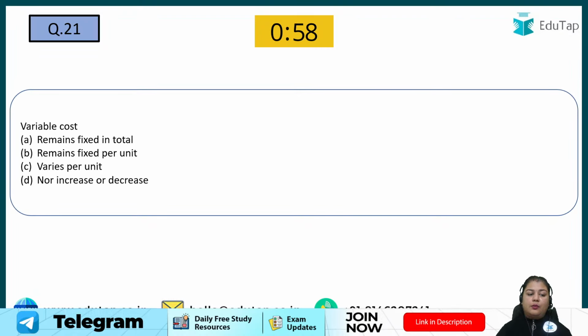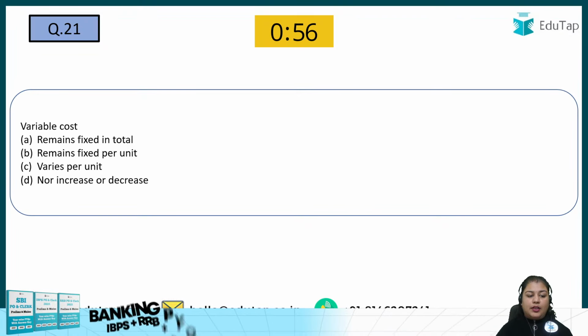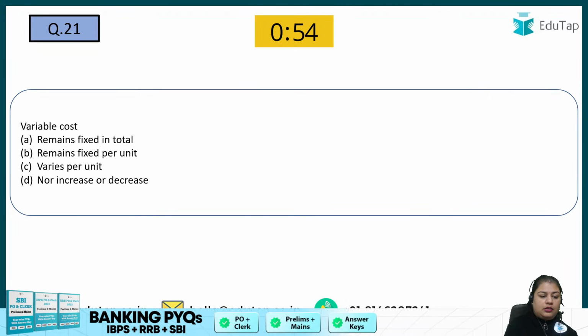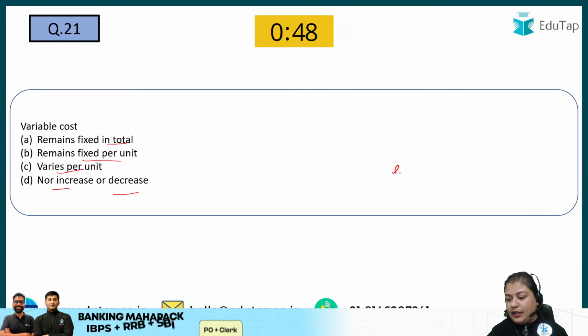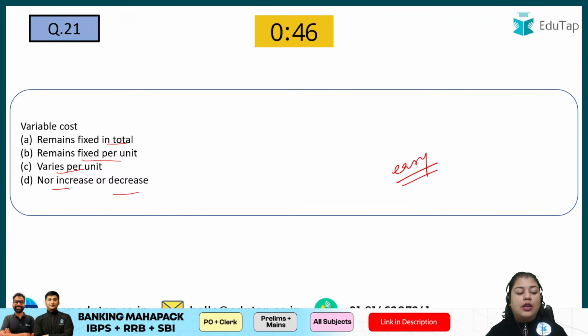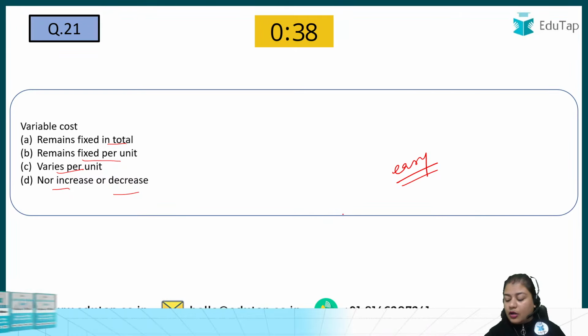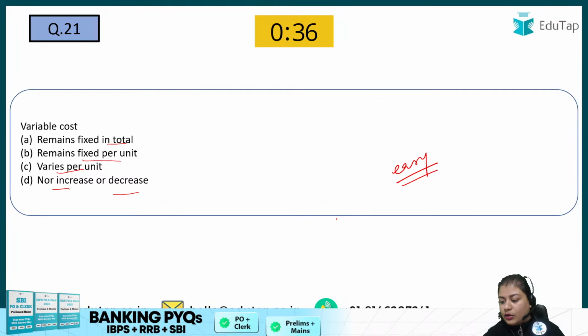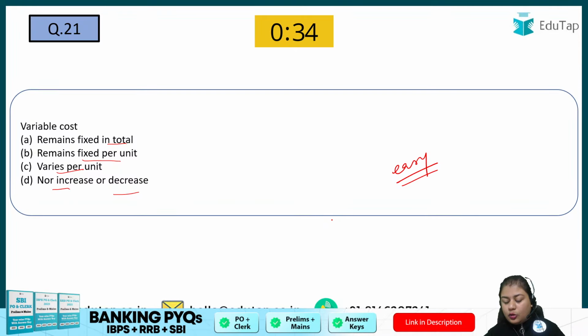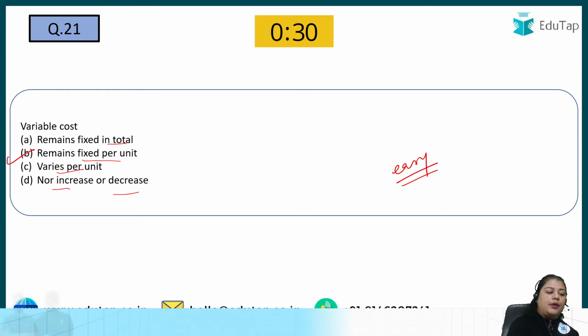Next, question number 21. Again, variable cost remains fixed in total, remains fixed per unit, varies per unit, nor increase nor decrease. Again, very easy question. Tell me, does variable cost remain fixed in total, remain fixed per unit, change per unit, or neither increase nor decrease? So what is the correct answer here? Yes, everybody has answered it correctly. It remains fixed per unit.